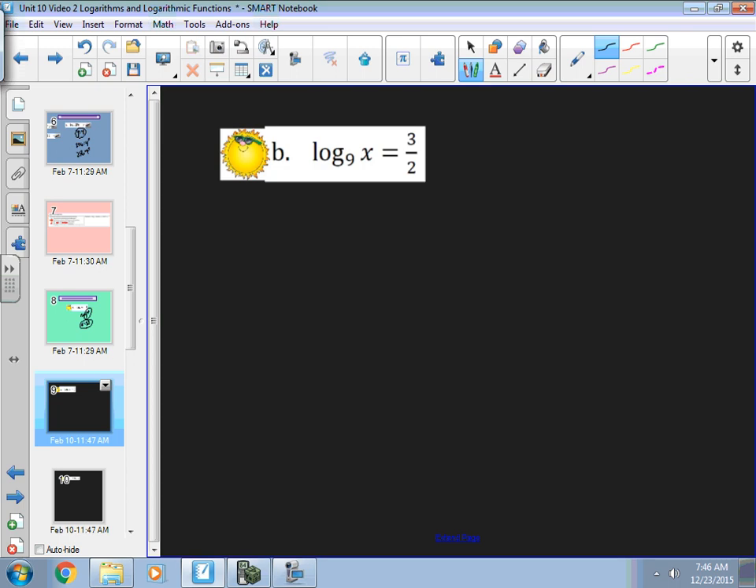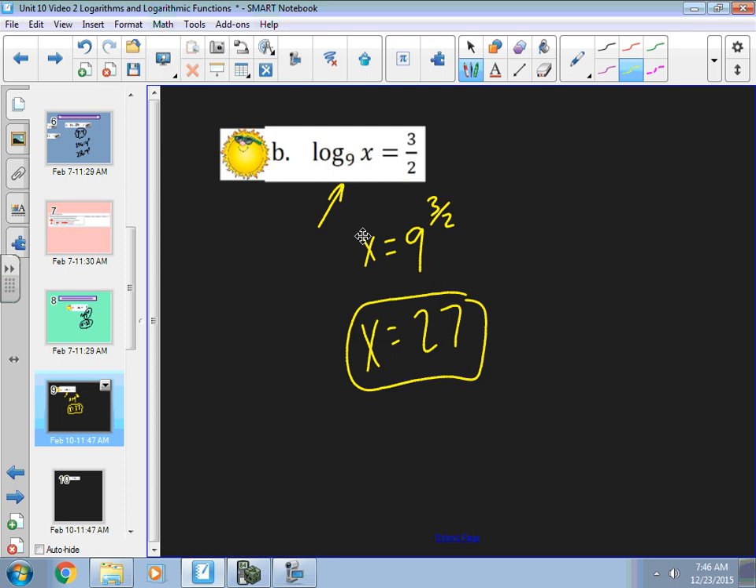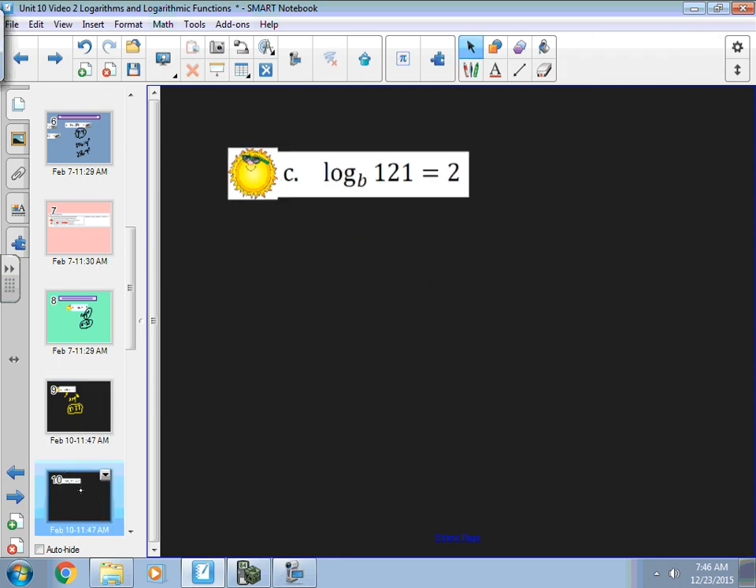Let's try another one. B, they want us to find what this one equals. So again, change from log form to exponential form. Whatever you're taking the log of stays in the same spot. Our base number is 9. That's the base of the exponent. That means this last number becomes our power, the exponent. So now you just have to put in what's 9 to the 3/2 power. If you do that, you should get 27. 27 is the answer. All right, why don't you pause it, try out C, see what you come up with for C.